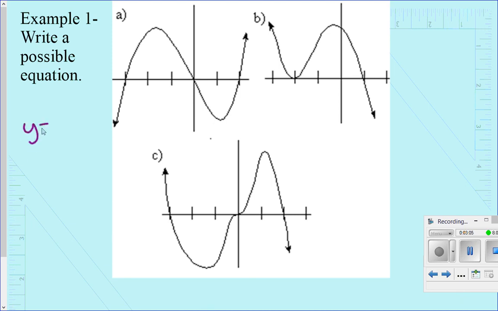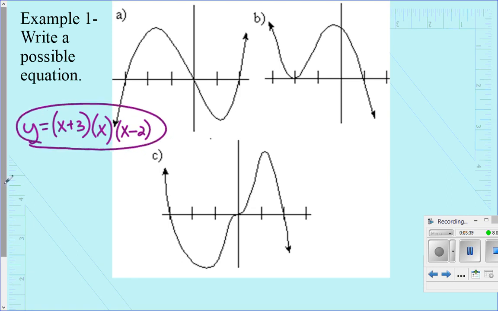So I'm going to start with y equals, and I'm just going to go one root at a time. So at negative 3, I have a root. So that means the corresponding factor would be x plus 3. And I'm going to make that to the first power because I see it's going through. Then the next root is at 0, so x or x minus 0. Again, through, so to the first power. Last, that's positive 2, which means x minus 2, and again to the first power. That is the possible equation.